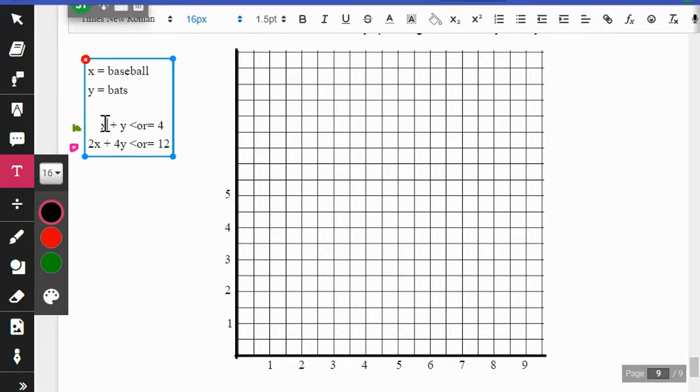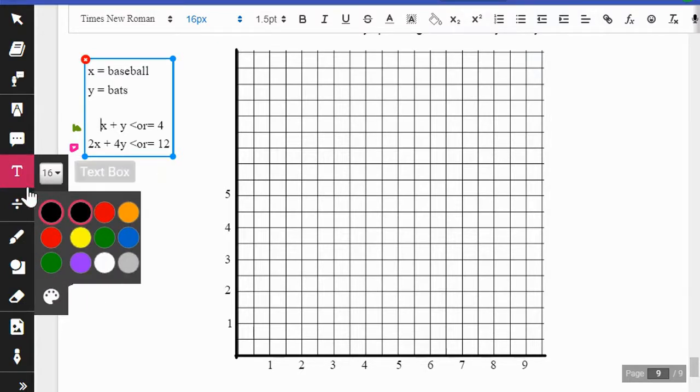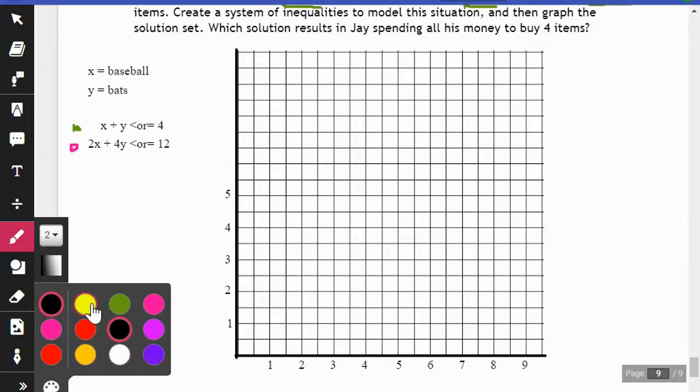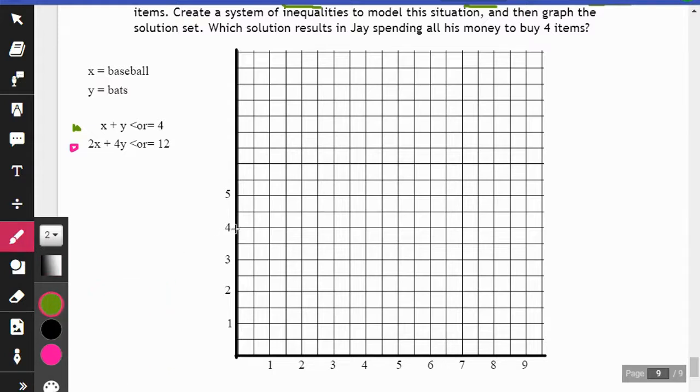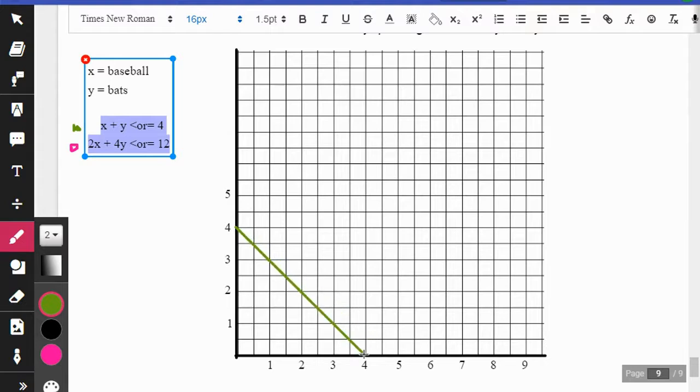Okay, so if x is 0, y is 4. If y is 0, x is 4. In other words, if I buy 4 baseball bats, I can't buy any baseballs. If I buy 4 baseballs, I can't buy any baseball bats. That's my first graph, the line that I'm going to create. Okay, so that's my first line.